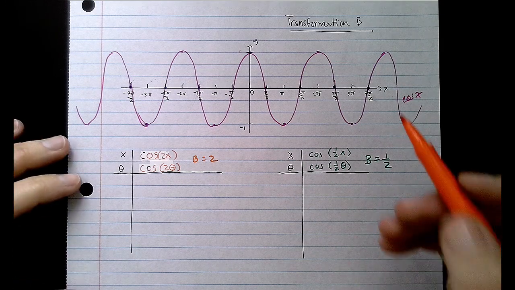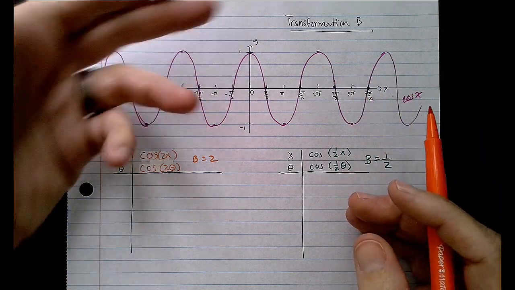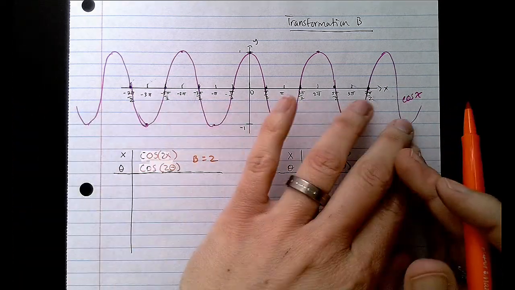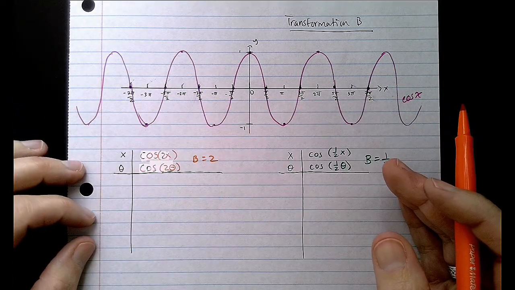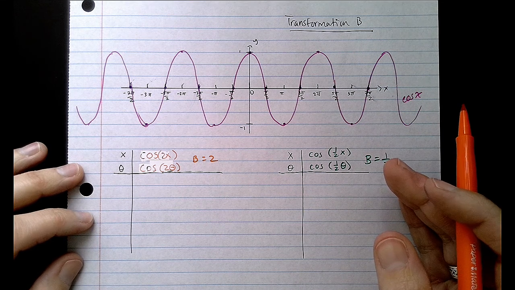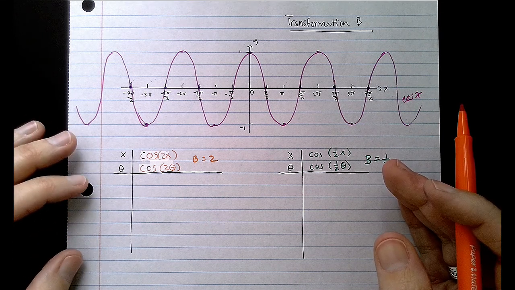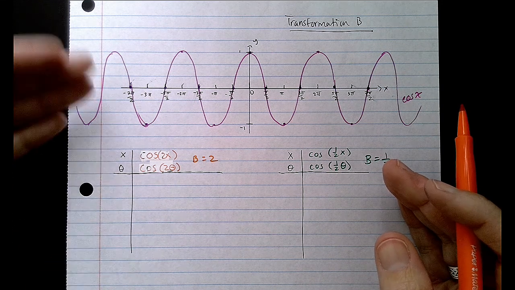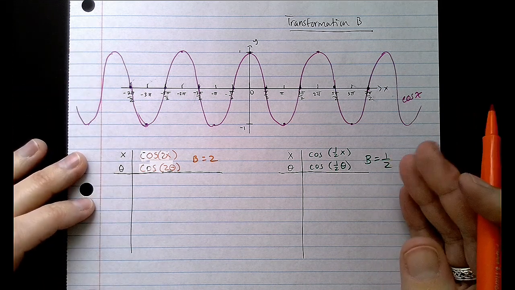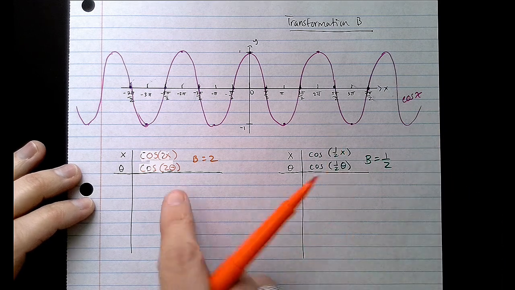Let's look at transformation B now. To illustrate transformation B, this time I chose to do a cosine graph. Please understand though that when I show you all these transformations, whether I use cosine or sine, the effects are still the same. So don't stress. I just decided to go back and forth between the functions to give you some variety. So let's look at the first one here.